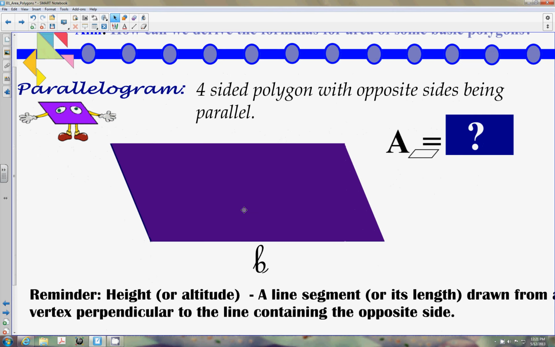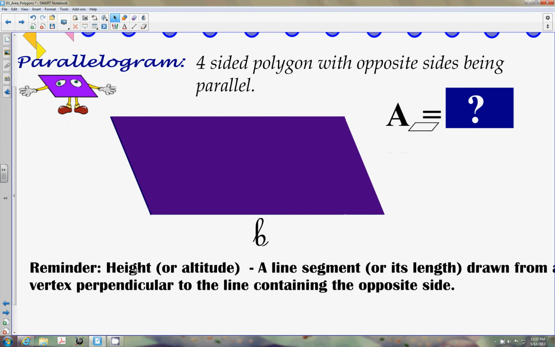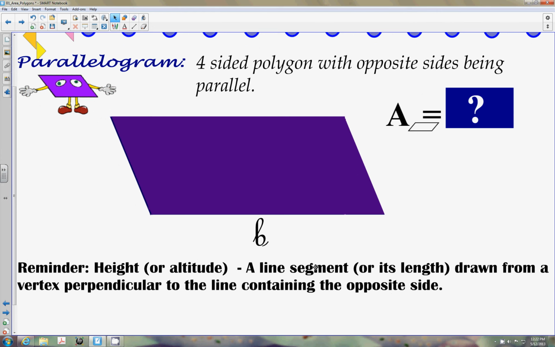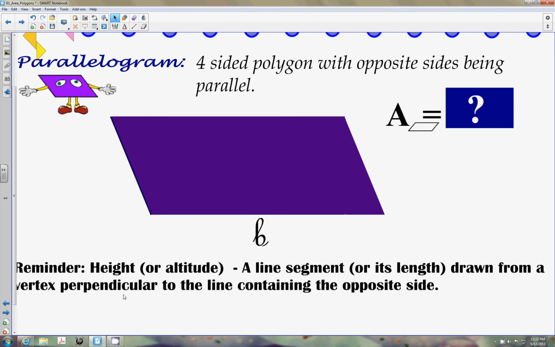All right, so parallelogram. Here's what's weird. I didn't talk about height yet. Height or altitude, okay, those words are interchangeable. It's a line segment or its length drawn from a vertex perpendicular. Perpendicular means forming a 90-degree angle to the line containing the opposite side.